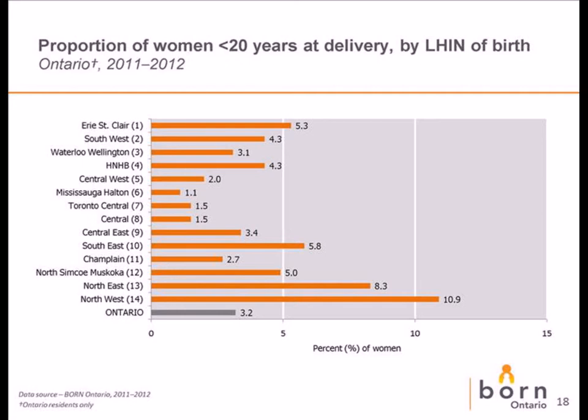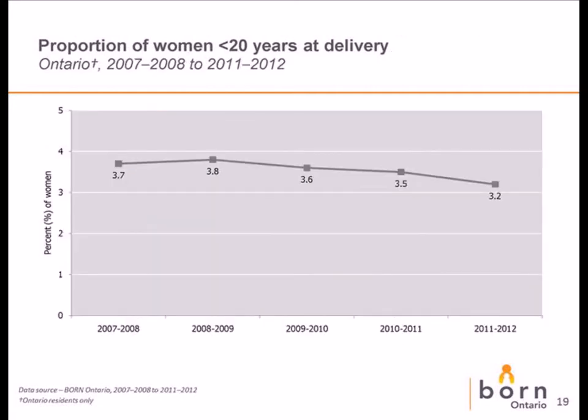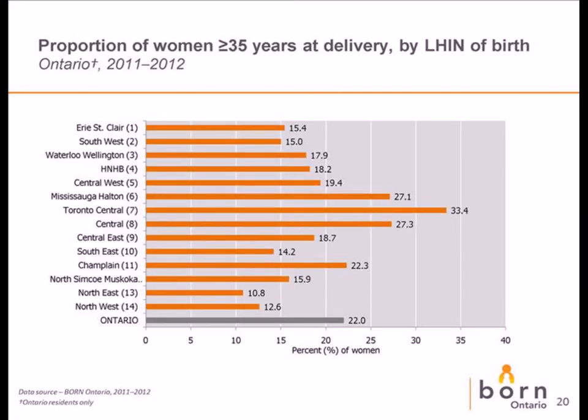And then we move on to look at the proportion of women that are less than 20 years of age at delivery. Why this is important is because both from a socioeconomic and certainly some of the physical risk factors that happen during pregnancy, it's important that we think about services for these women. And so we can see certainly teen pregnancy, higher levels in the north, which we know of, and then different levels from across the province. And this just shows a trend line over the last 5 years of what's been happening with teen pregnancy, so the rate's going down somewhat, and I guess we would all pretty much agree that's a good thing.